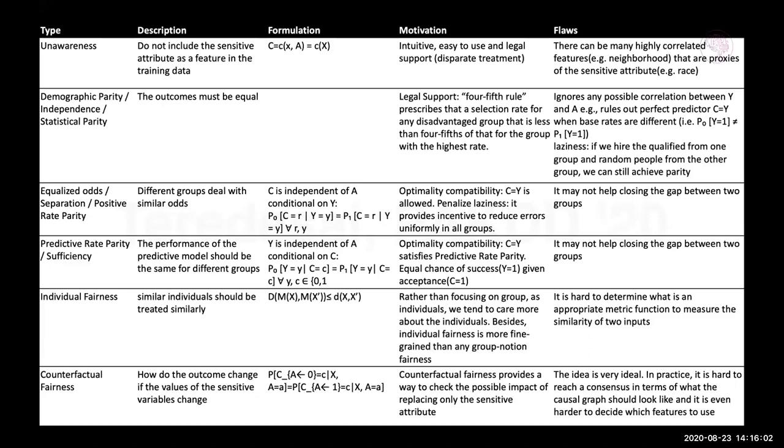Beyond that, there's another set of three different notions of fairness, which are collectively known as group fairness. In this table, these are demographic parity, equalized odds, and predictive rate parity, usually contrasted with the notions of individual fairness. We will discuss each of these in turn. The idea behind demographic parity is that in terms of the outcome, the outcomes must be equal. And there's a legal precedent for this in what is known as the 4/5 rule.